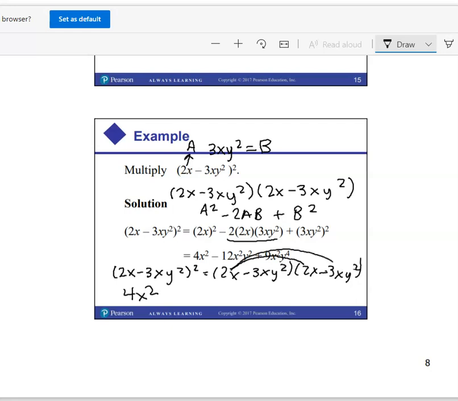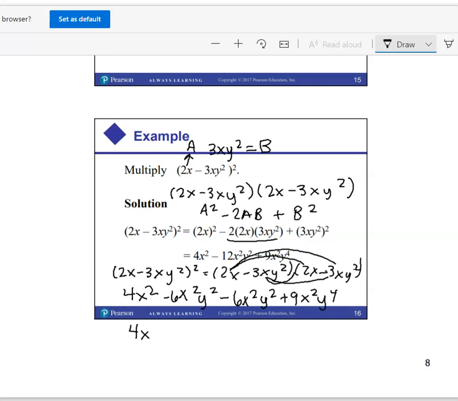Outer, 2 times negative 3 would be negative 6. X times x would be x squared. Then we've got a y squared we need to add on. Inner would be these two, which would be negative 6. Negative 3 times 2 would be negative 6, x squared, y squared. And then the last terms, these two, negative 3 times negative 3 would be plus 9, and then x times x, x squared, y squared times y squared would be y to the 4th.